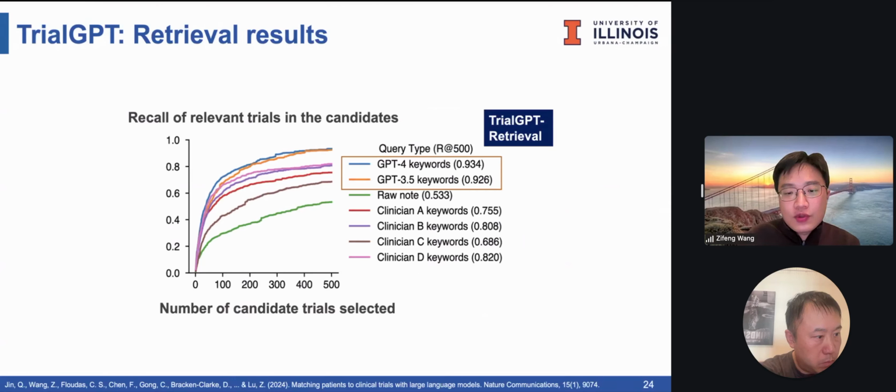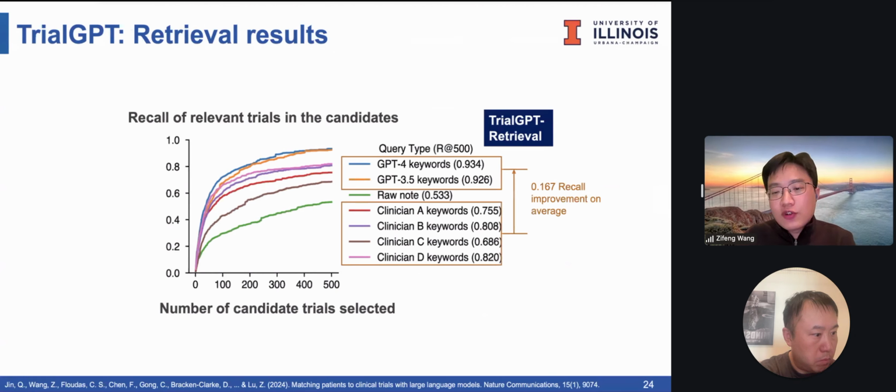Comparing to that, you could just pass the raw patient notes without any processing, or we involve several clinicians to help us extract the keywords and create the search terms from the patient notes, and do exactly the same retrieval. And we find the LLMs can synthesize better keywords, with an absolute 0.167 recall improvement on average over manually extracting the keywords.